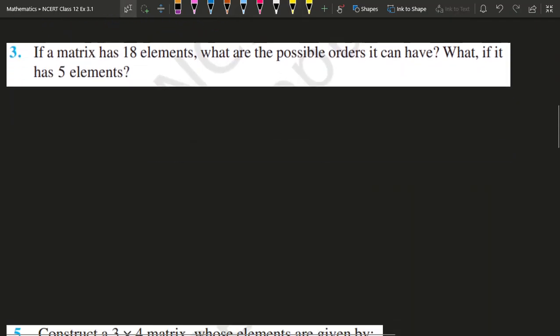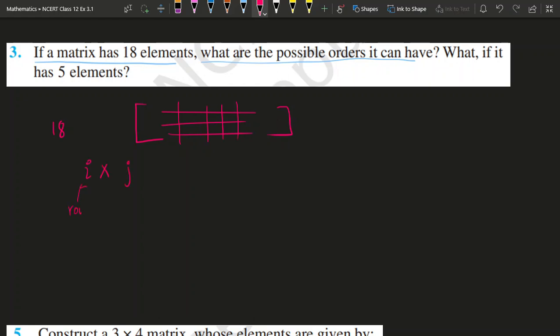Let's move on to problem number 3. So problem number 2 and problem number 3 are similar. So let's just do one and then move forward. So it asks, if a matrix has 18 elements, what are the possible orders it can have? And what if it has 5 elements? So 18 elements. So basically you have a matrix, and there are a certain number of rows and a certain number of columns. Let's say there are i rows and j columns. So then i times j, the product of i and j, must be equal to 18.